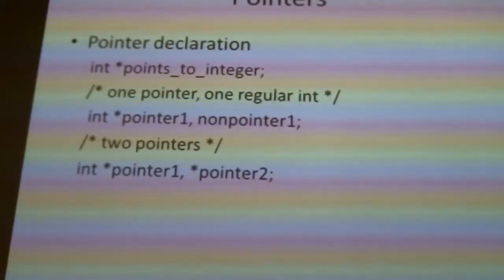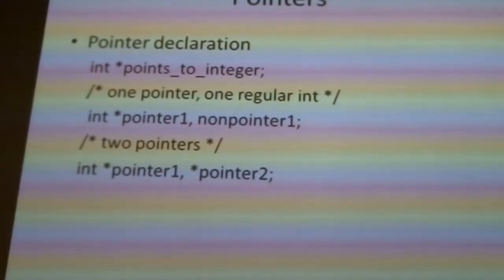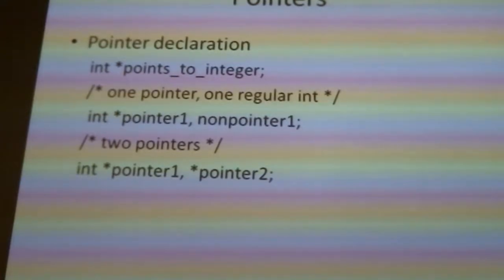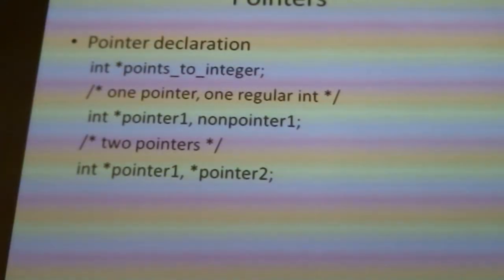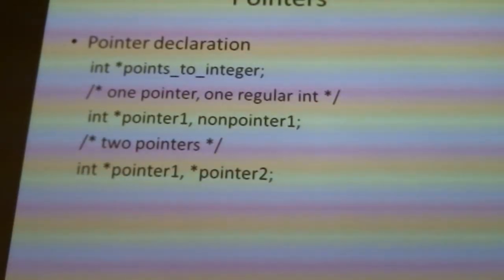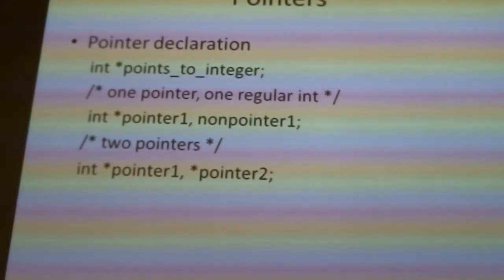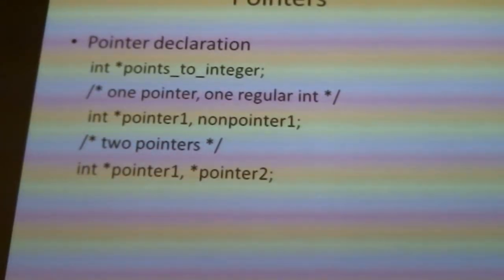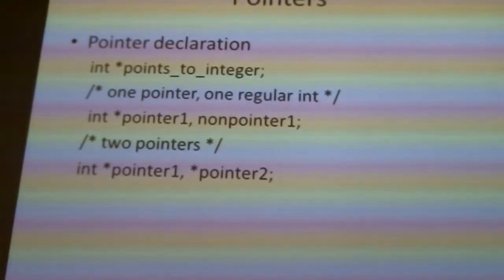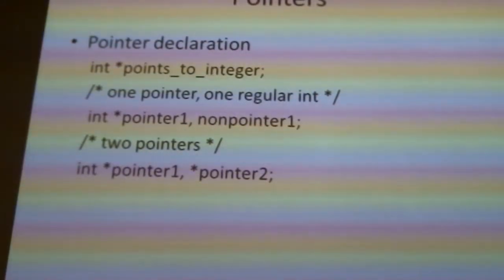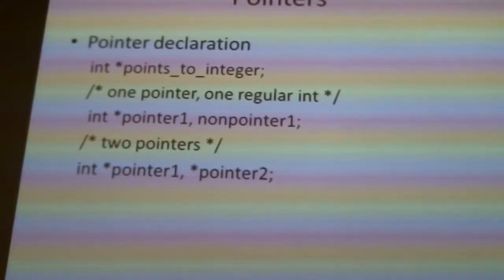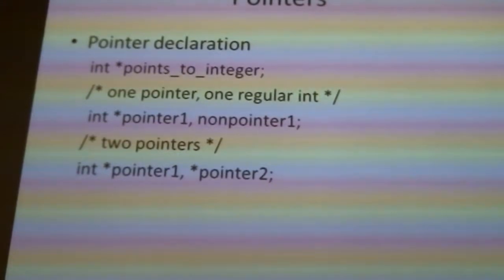So here, pointer declaration. I have my splat points to an integer, it's a pointer because when I'm declaring it with the splat, you're saying I'm a pointer. I'm going to store a memory address. Here, one pointer and one regular int. The first one is a pointer, and you know that because there's a leading splat on it. And the other one is just a regular integer because there is no splat on it. It's just the name of the variable. And then here is an example of just two pointers on a single declaration line.